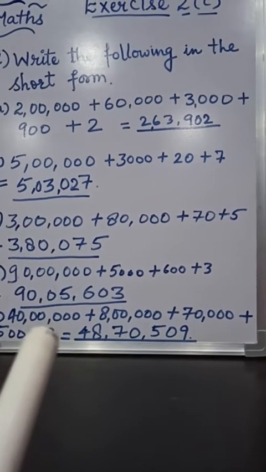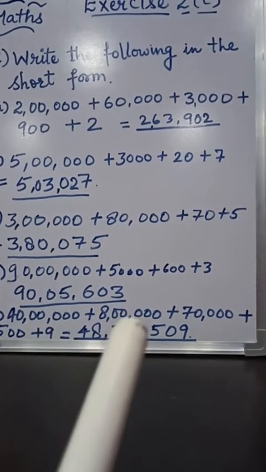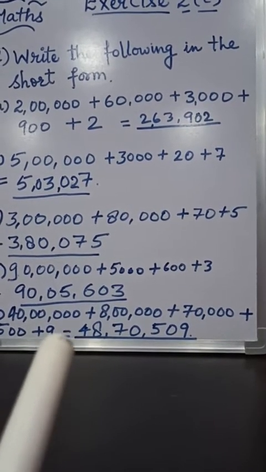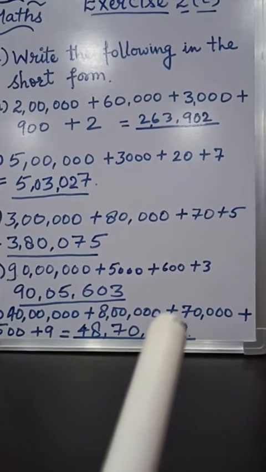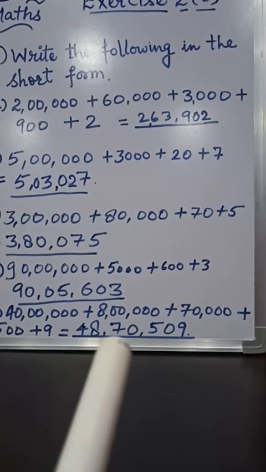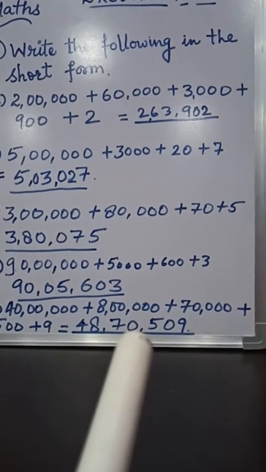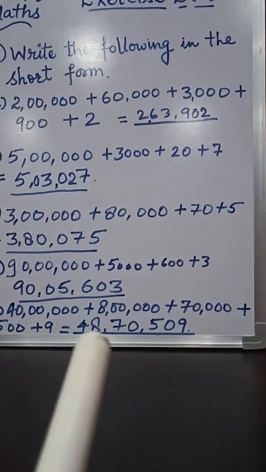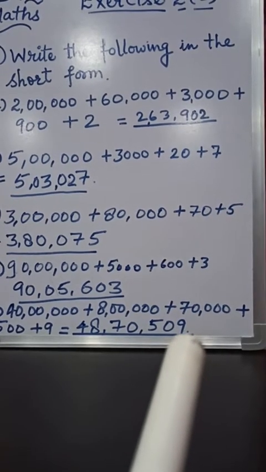Next, the expanded form is 40 lakh plus 8 lakh plus 70,000 plus 500 plus 9. So how are you going to write it? It is like this: 48,70,509. That is 48 lakh 70,509.